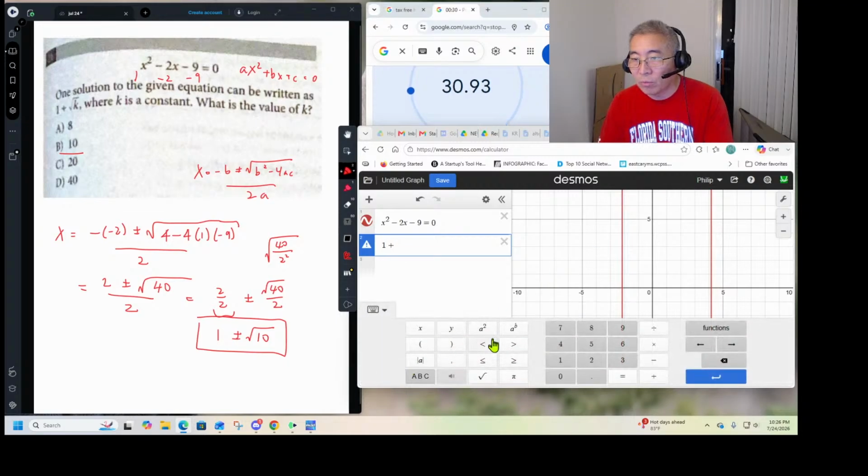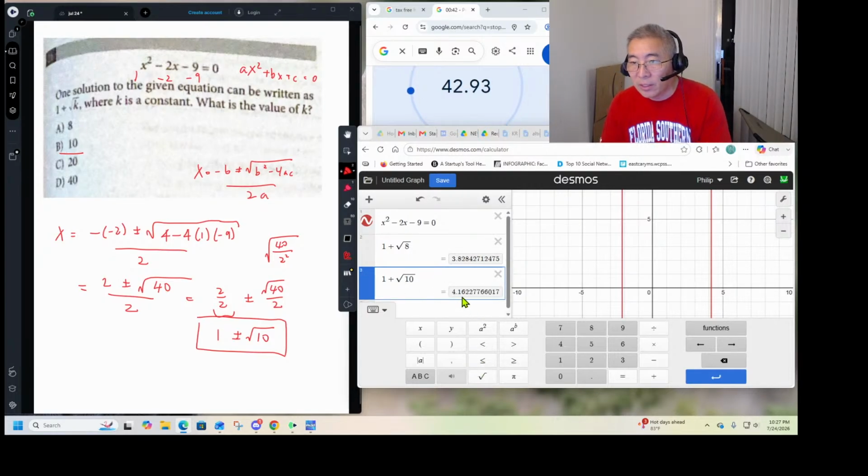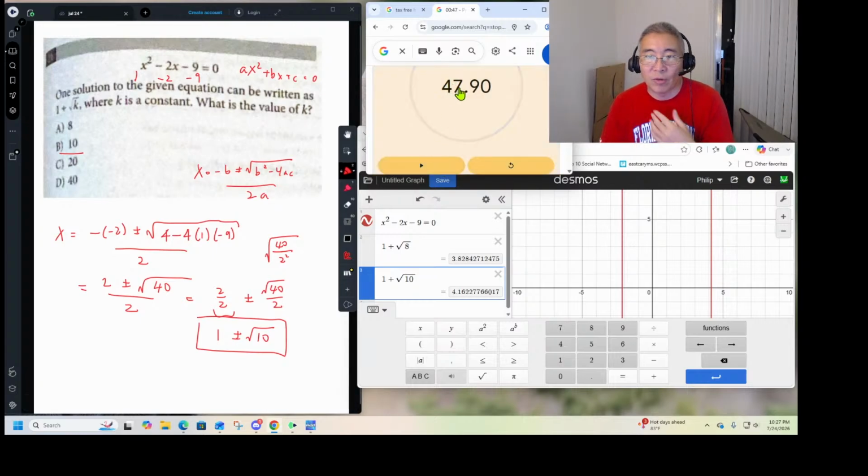So I would put 1 plus the square root of 8, and I could see that that doesn't match 4.16 or negative 2.16. And then if I did the same thing with 10, it does match. So square root of 10 would be the answer. And that was about 45 seconds, so that was faster. If I would have had to type in these other two, maybe it would have taken another extra 10 seconds, but it was pretty fast, you can see, with Desmos.